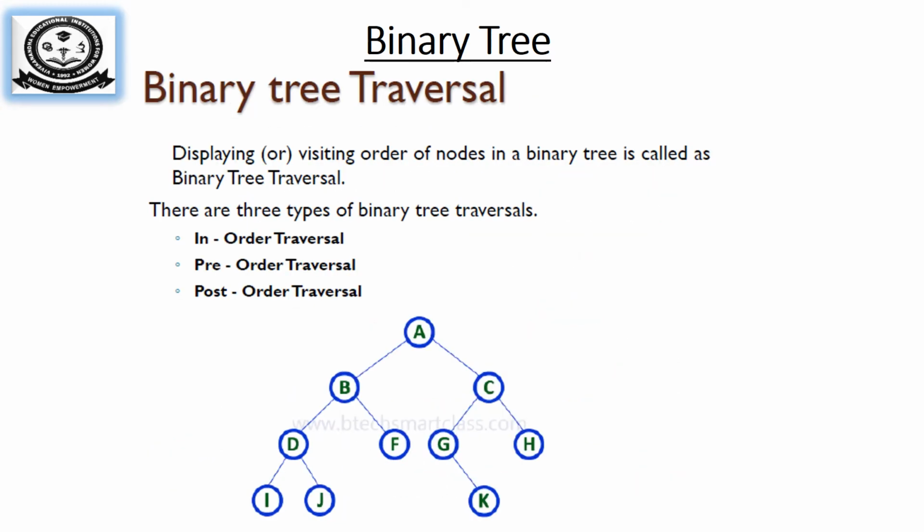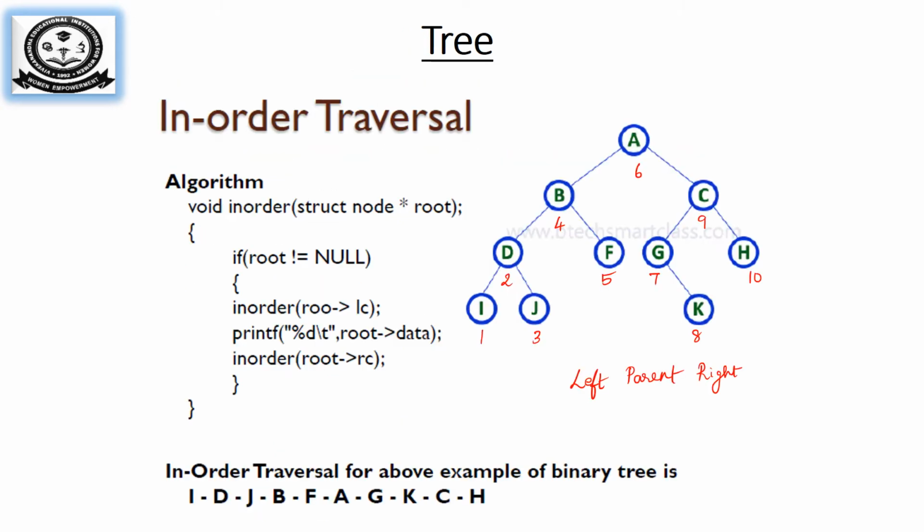So what are the traversals that are possible with the binary tree? We can do in-order traversal, pre-order traversal and post-order traversal. We'll see the details of each traversal. The first one is in-order traversal. In-order traversal works only for binary tree. It doesn't work for a general tree. Keep that in mind. For trees, we have only 2 types of traversals: pre-order traversal and post-order traversal. We don't have in-order traversal for the tree definition.